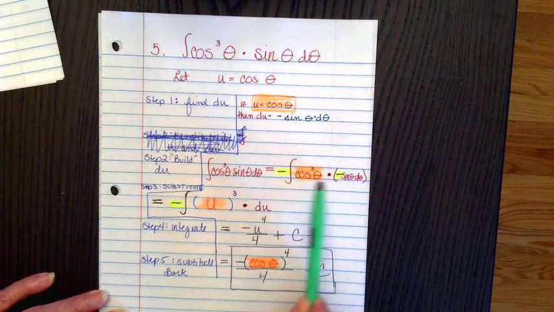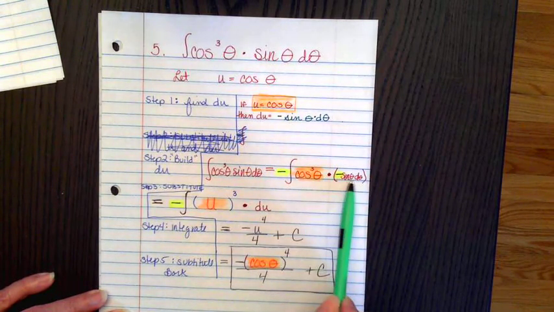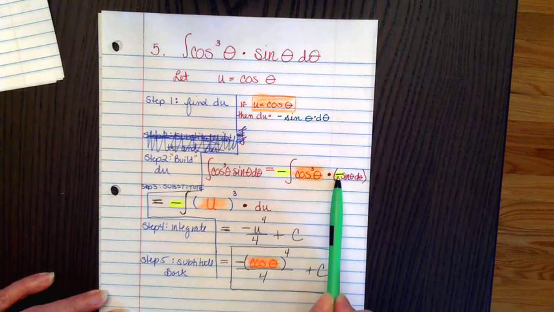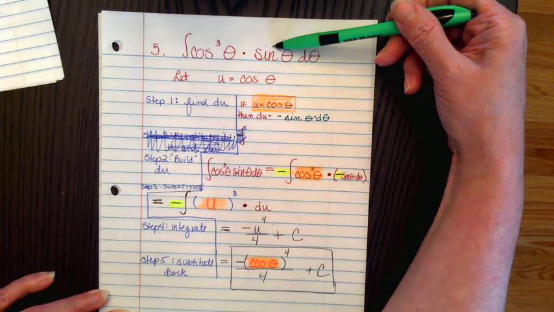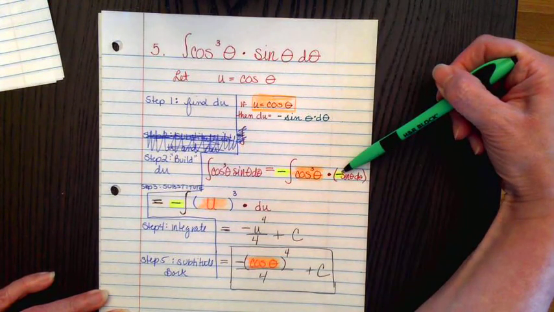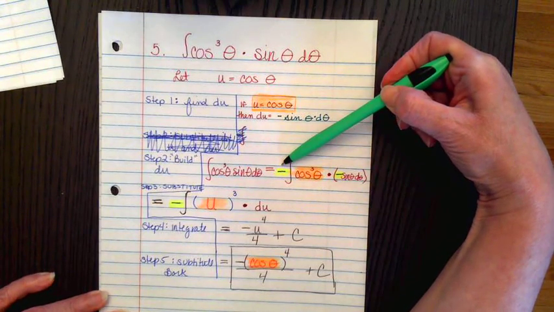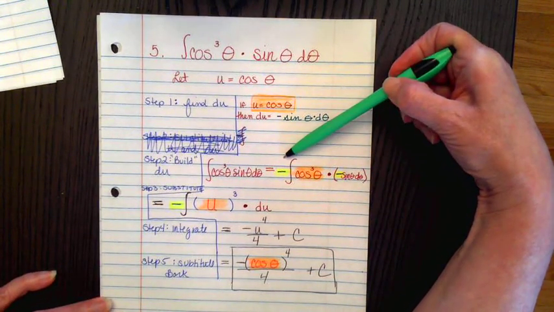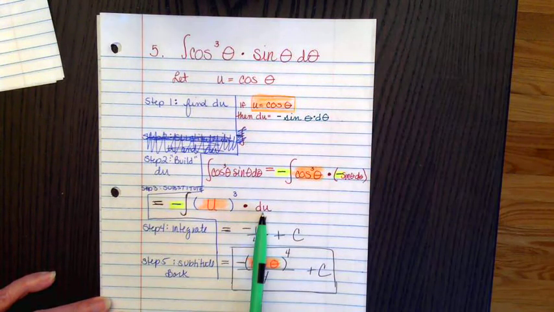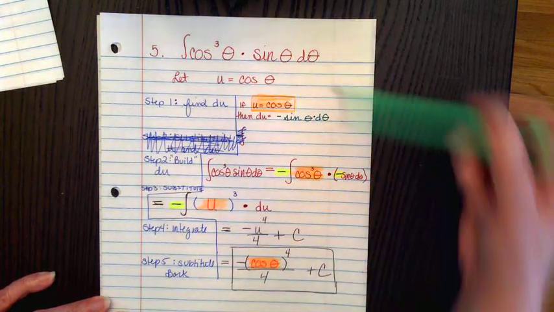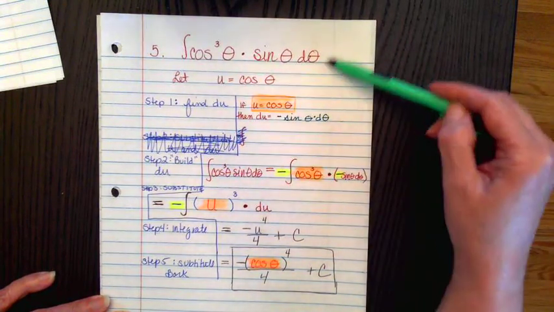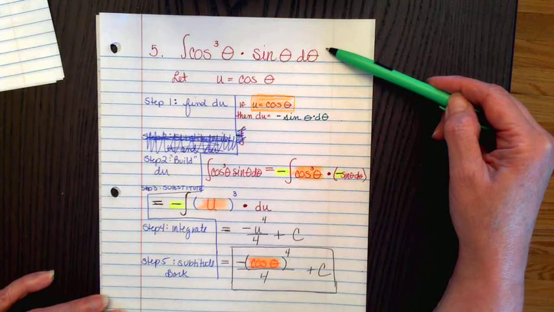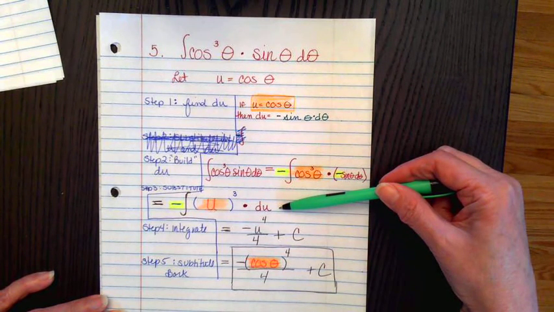And then we need the negative sine theta, which we can build from our sine theta. Notice what we had was a sine theta. We can build the opposite of sine theta by multiplying by a negative and then multiplying by a negative outside the integral. So now we have the du. That is all the substitution part. Again, first we took our substitution and found the du, and then we built the du from what we had, and then we rewrote our integral using u and du.